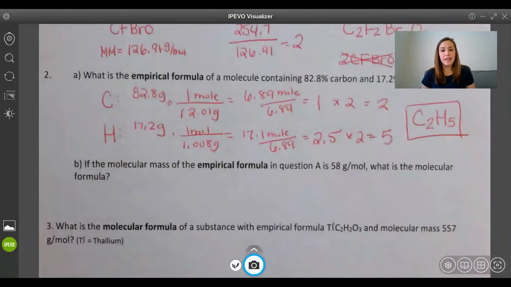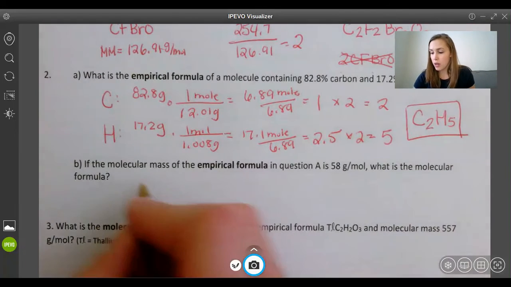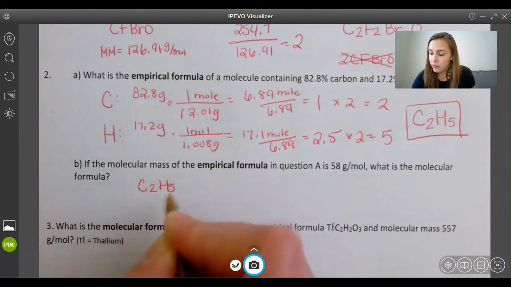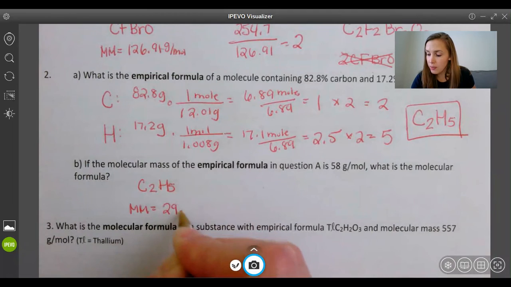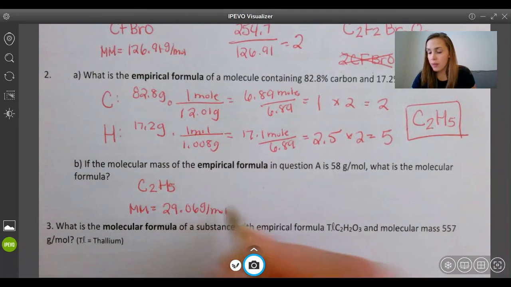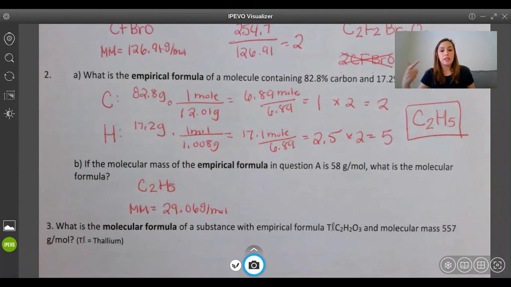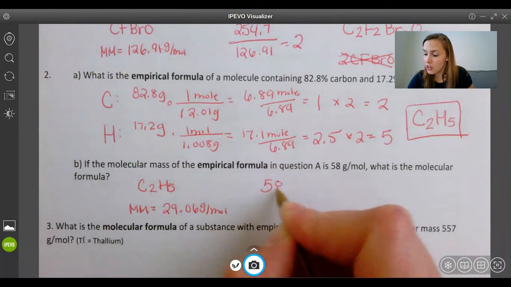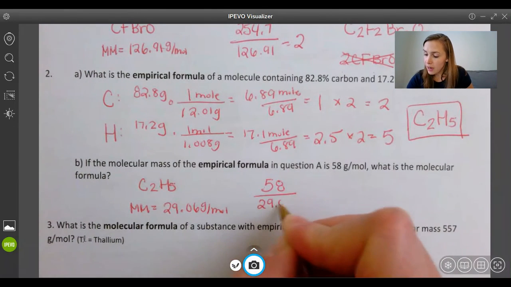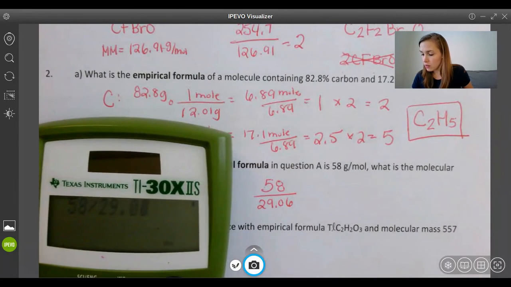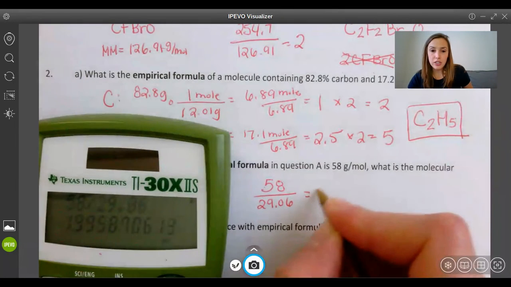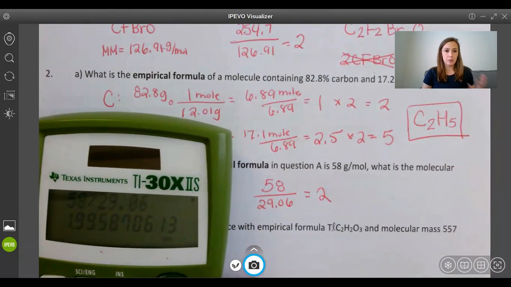In part B here, we're going to take that empirical formula, and now we need to find the molecular formula. Just like in example 1, I'm going to take C2H5 and find its molar mass. I'm adding up the 2 carbons and my 5 hydrogens, and I'm going to get 29.06 grams per mole. Now we're going to take that molar mass of our unknown formula, 58, divide it by the molar mass of our empirical, and you get essentially 2 here. That's close enough that we can round that acceptably to 2.